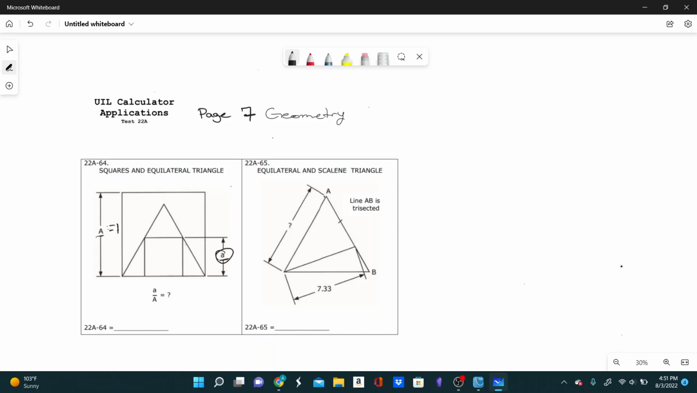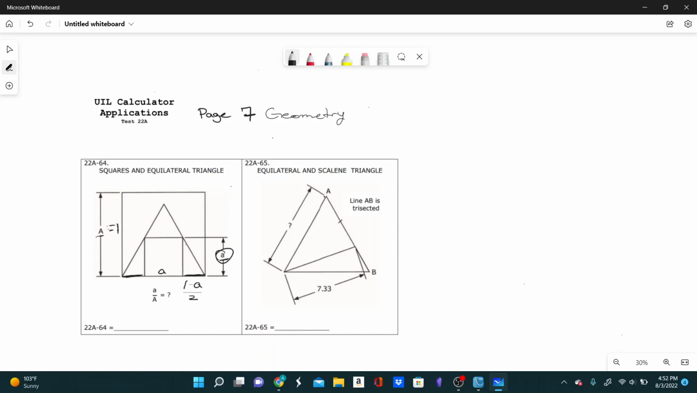So if this side is 1, then we know that all the sides of the square are going to be 1, and this side is also a. So these two sides together, these sort of bases of these little triangles we have here, together it's going to be 1 minus a, which means that one of these bits is going to be 1 minus a divided by 2. So if we have this, then we're going to use a 30, 60, 90 triangle to solve the rest of it.